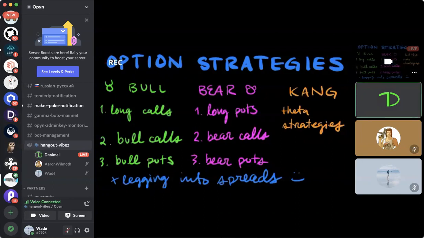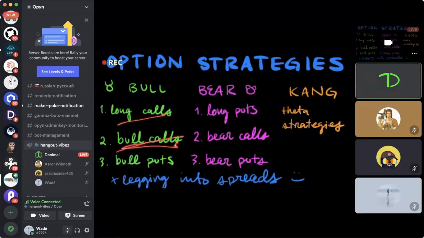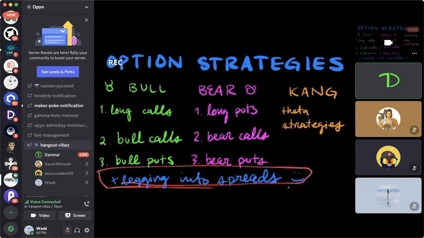So here we are, if everyone can see the screen, talking about some option strategies for bullish, bearish, or kangaroo markets. For bullish, we'll talk about long calls and bull call spreads. Calls are generally bullish if you're long a call, but if you hear the term bull call, it means it's part of a spread. You have a long leg plus a short leg, and you can get that strategy by starting with the long leg alone and then legging into a spread, which I want to talk about later, which is my favorite way to do a spread.